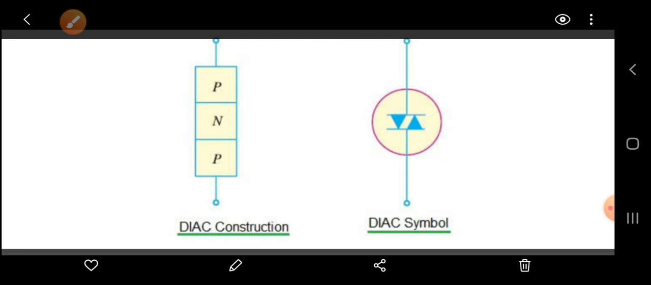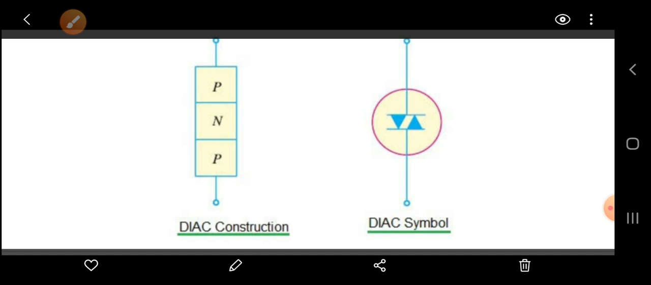Now, these are the two diagrams I have shown. One is the DIAC construction. Here you can see the PNP. There are three layers, which looks like a transistor, also having the same structure. PNP, and on the right side it shows the DIAC symbol. Now observe, it looks like the structure of a transistor, but if you observe the symbol, it is different. It is not the same as a transistor symbol.